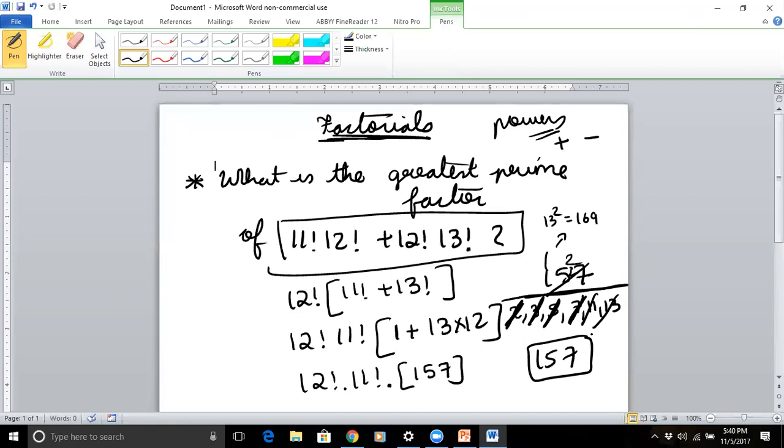So the greatest prime factor of 11 factorial into 12 factorial plus 12 factorial and 13 factorial is 157 and not 11 and not 13. See, the point that you need to take back in this question is whenever you have factorials and you have an addition or a subtraction, you always try to take terms common and make it into a multiplication of values, because once you make it into multiplication of values, it becomes easy for you to figure out what the prime factors are going to be.